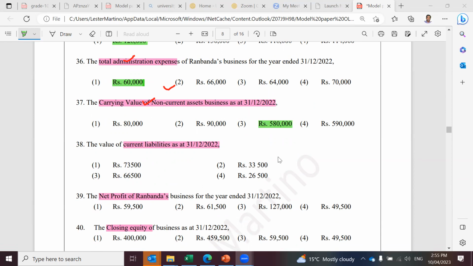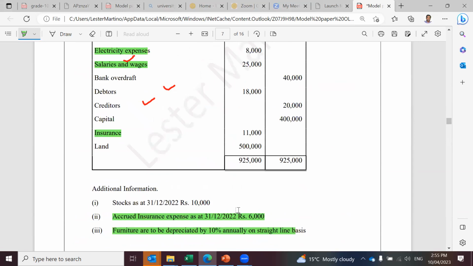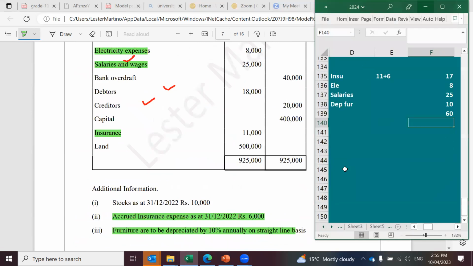Value of current liabilities. Value of current liabilities. So what normally comes under current liabilities? Normally creditors come.